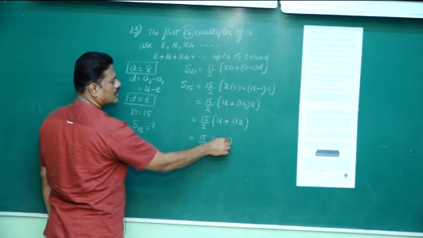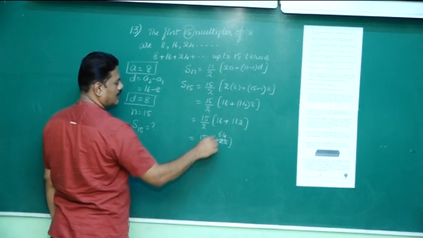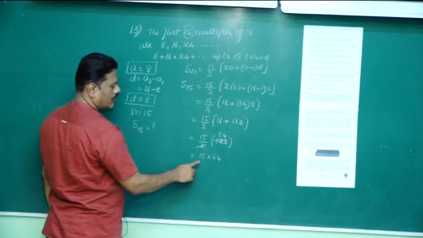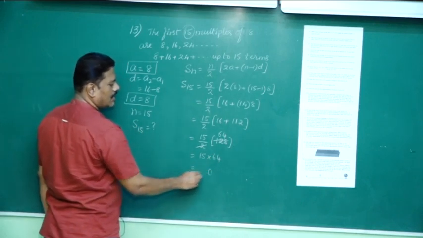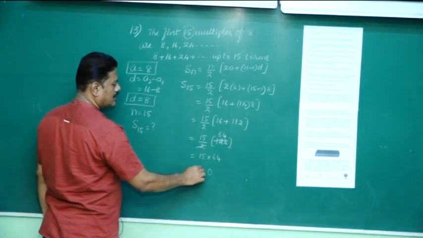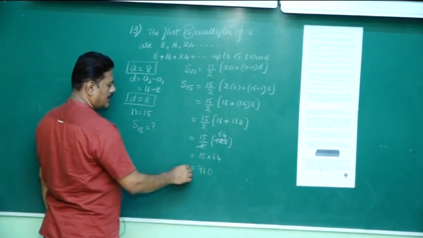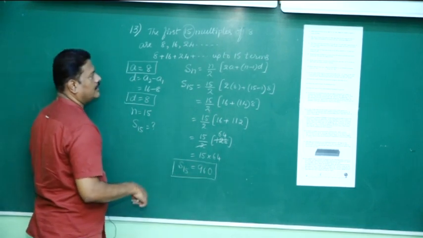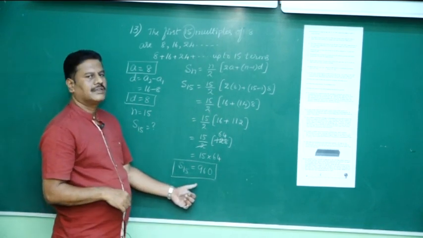From 2 it goes 64 times. Now multiplication of 15 into 64. 15 4s are 60. 6 remainder. 15 6s are 90 plus 6 is 96. So that is the sum of the first 15 multiples of 8. 960.